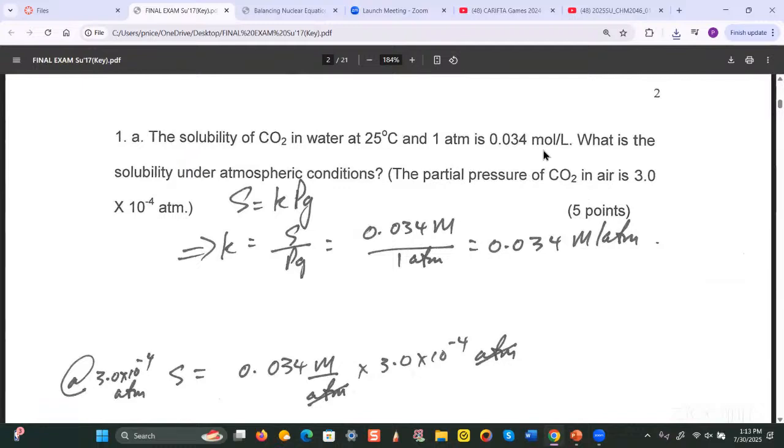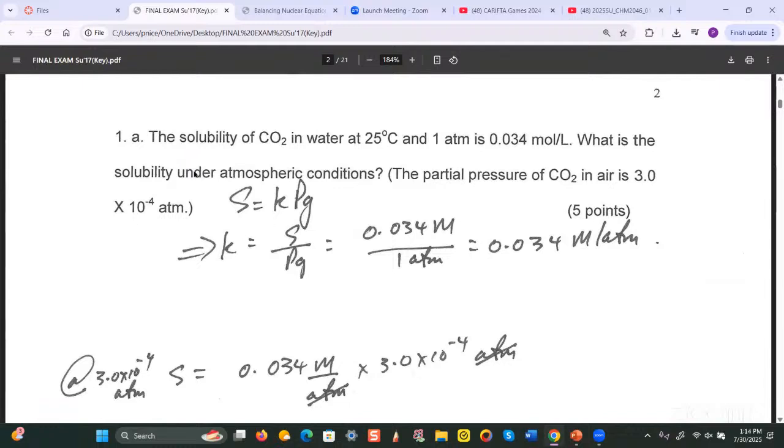And basically, K would be equal to S divided by the pressure of the gas. They gave you the solubility, they gave you the atmosphere. So this is basically how you determine K. So K is equal to 0.034 M over ATM. Now the question is asking what is the solubility under atmospheric conditions, which means that the pressure of the carbon dioxide under those conditions would be 3.0 times 10 to the minus 4.